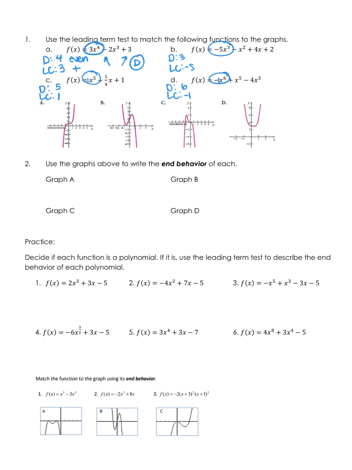And I want you to do the same thing with B, C, and D. Write down even, odd, positive, negative, and draw the arrows next to it. Then match it with the right graph.